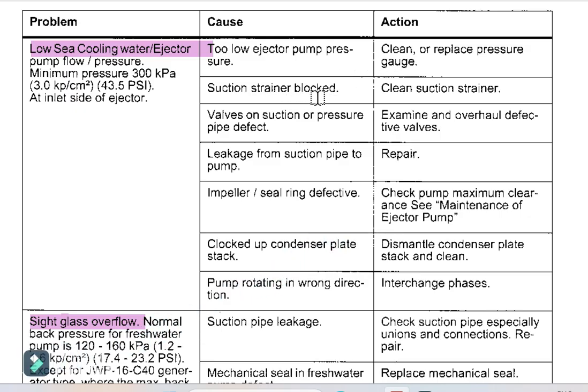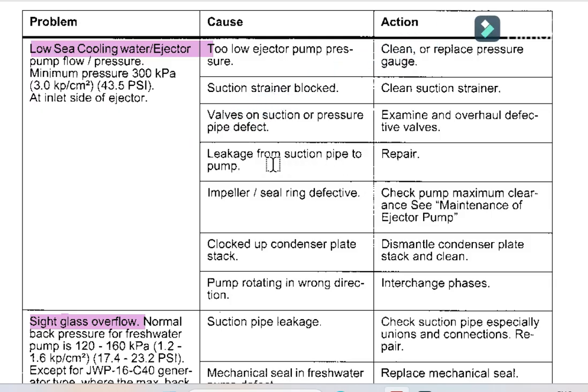Suction strainer block, most of the time. Most of the time you will see the suction strainer is blocked. Clean the suction strainer and start the pump. Valves on the suction or pressure side getting defective. Examine the valve overall, or if the valve is completely defective, replace it.